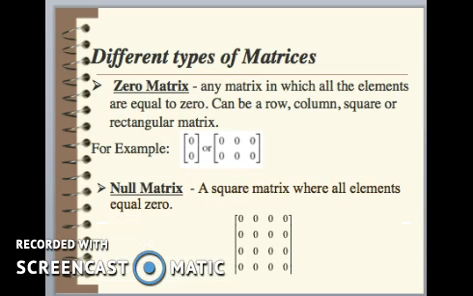We also have a zero matrix, which has all elements equal to 0, and this one can be any type. It can be row, column, square, or rectangular. And we also have what we call a null matrix, which is a square matrix where all elements are equal to 0. We will be looking at these a little bit further on. I just want to give you a brief rundown on the different types we're going to look at during this unit of work.